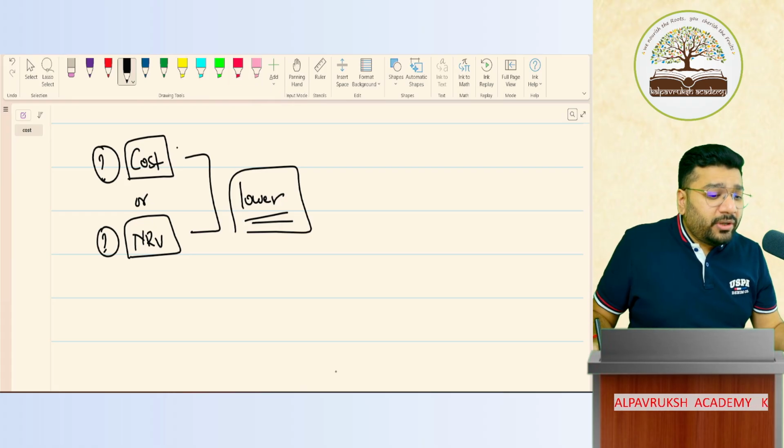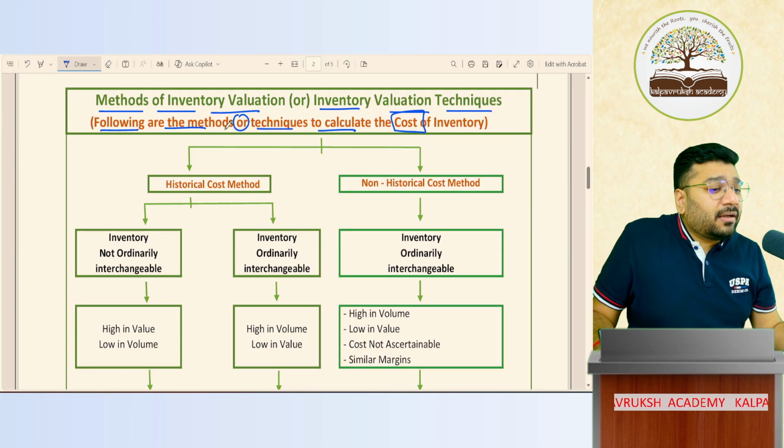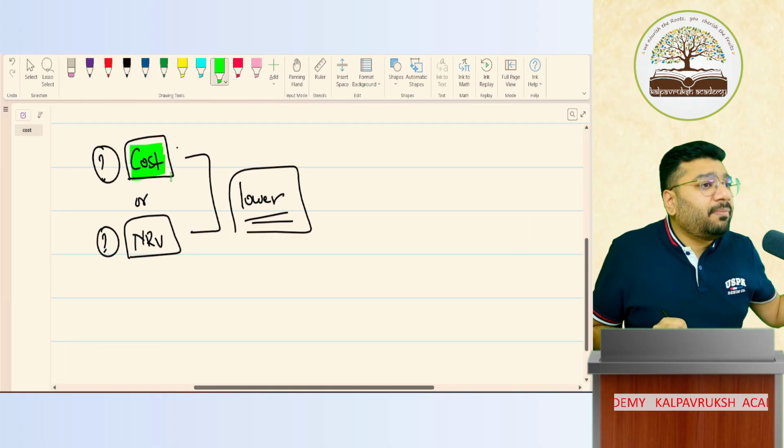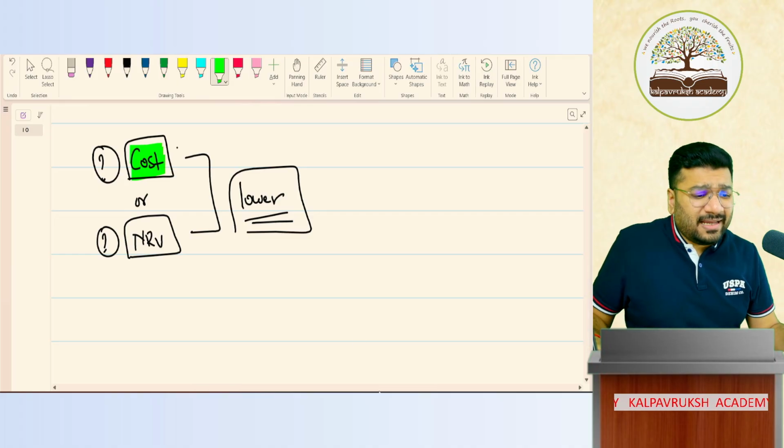So today what we are going to discuss is the following methods or techniques to calculate the cost of inventory. There are techniques to find the cost, and we are going to study them.